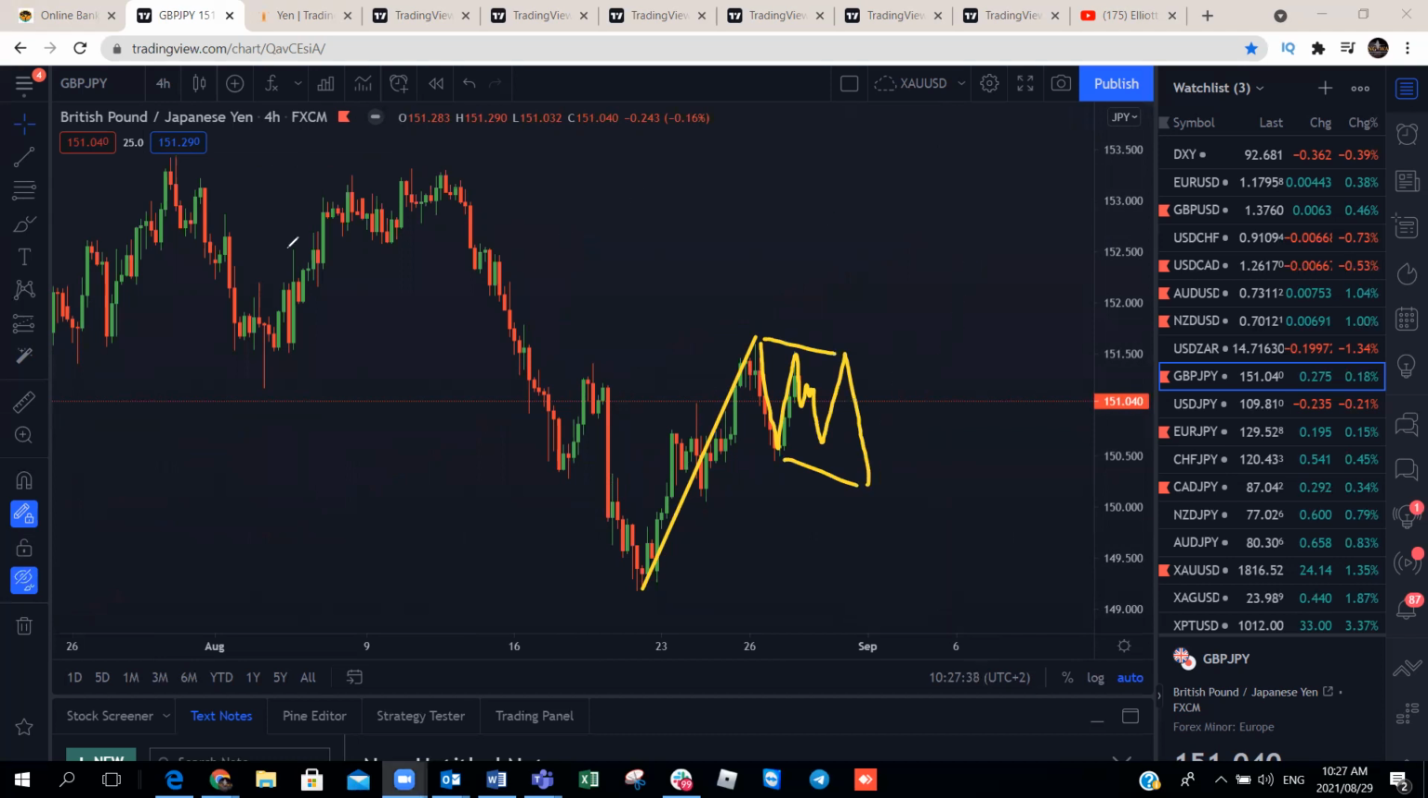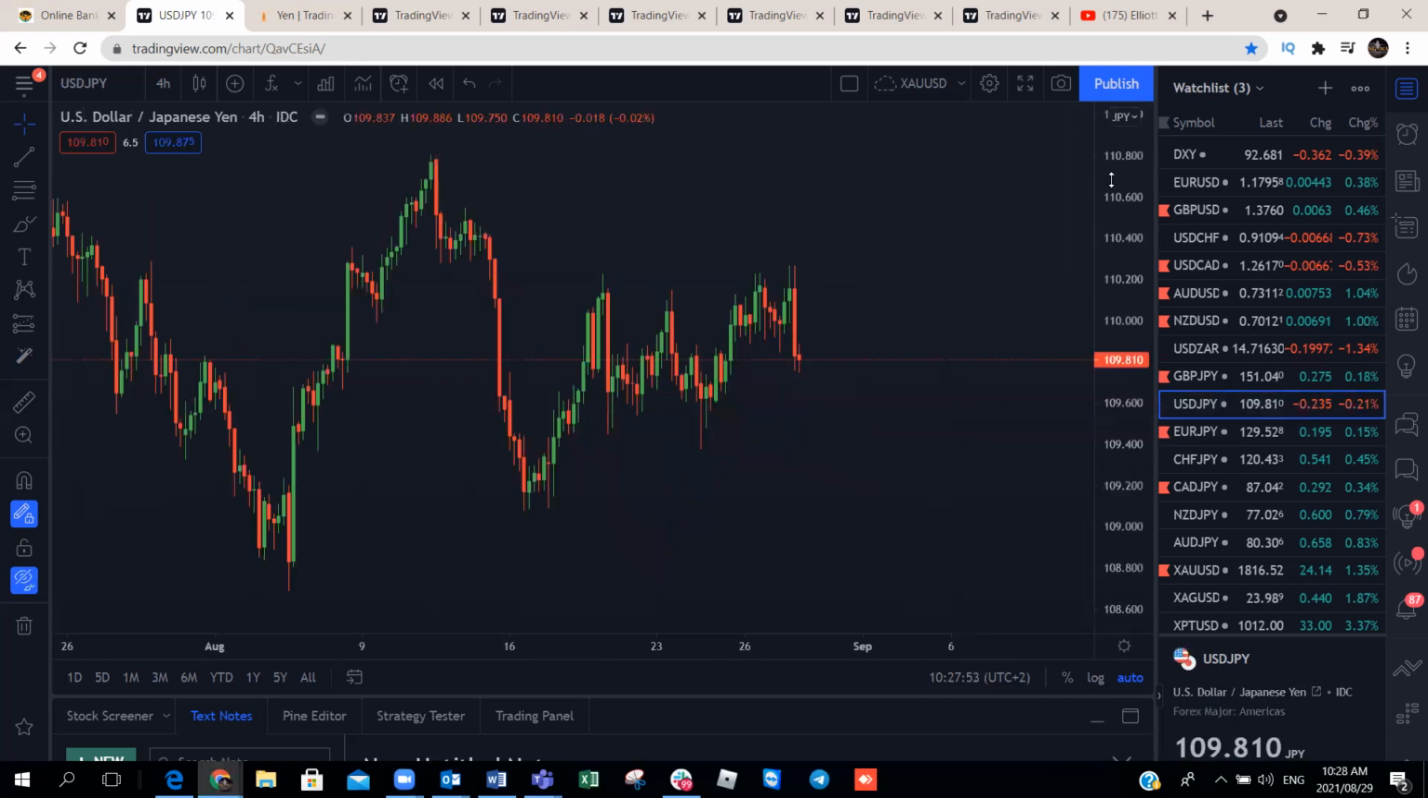But that 3 waves is in a different degree as follows. This is a 1, 2, 3 waves to the upside, and we may expect another 3 waves to the upside on pound. So for now, for this coming session, just consolidation. You'd want to stay away from pound yen unless we've got a confirmation of any structure.